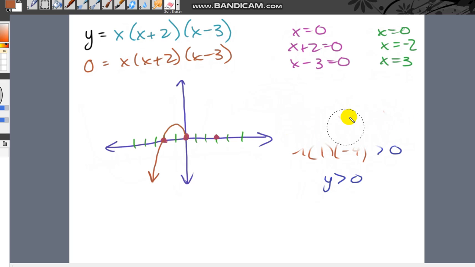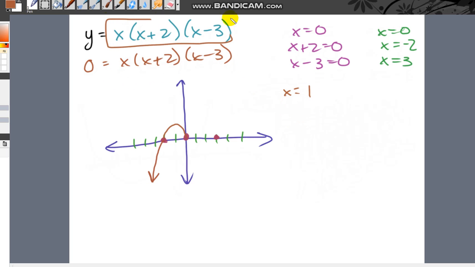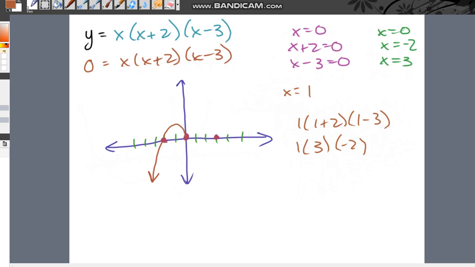Now we got to try more values. We have to choose values between 0 and 3. Looks like 1 is between 0 and 3. Let's try 1. We take that function: 1 times 1 plus 2 times 1 minus 3, so we have 1 times 3 times 1 minus 3, which is negative 2. Again, as you can see here, this is negative, so this is less than 0. Since the y value is less than 0 and x is 1, that means the graph is going to come down. It's going to be something like that.